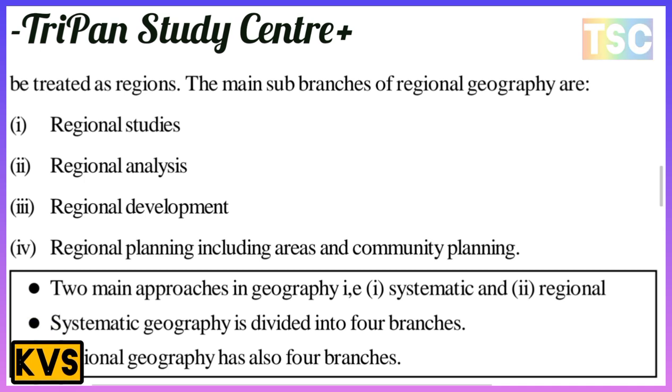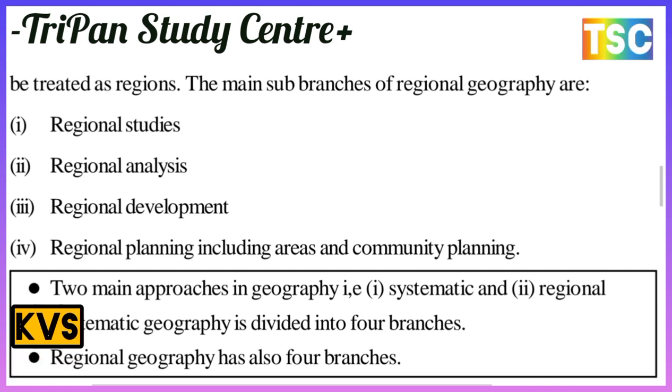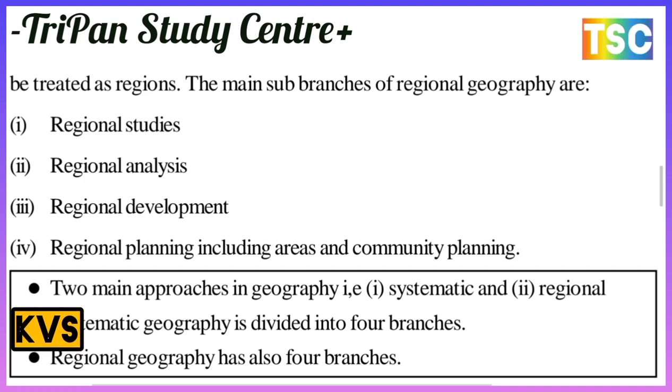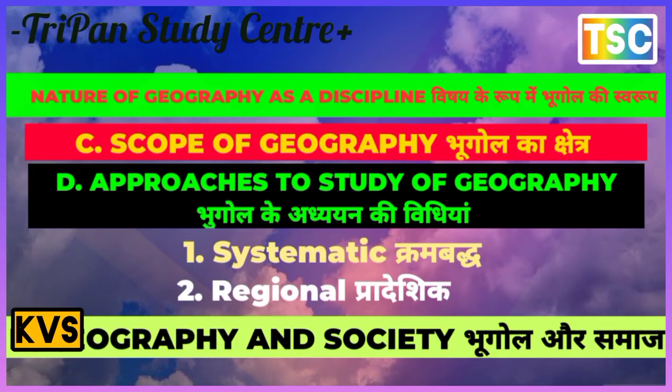The main approaches in geography are systematic and regional. There are two main approaches: systematic geography is divided into four branches, and regional geography is also divided into four branches.